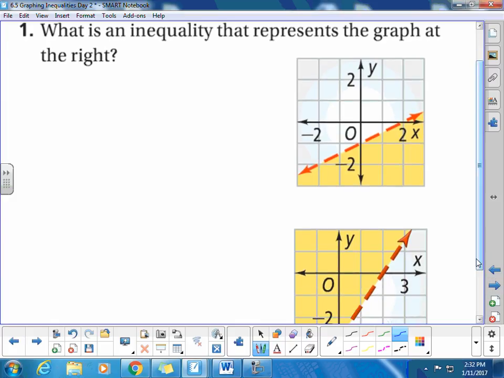Okay, so let's look at these. Here again, my y-intercept, which is b in my equation, is negative 1. And it looks like my slope goes right through there. So up 1 over 2, both in the positive direction. So my slope is rise 1, run 2. So I'm going to write y blank 1/2 x minus 1. Then I look, everything is shaded below, so it's going to be less than. And it's a dotted line, so it's not going to be or equal to, it's just less than.